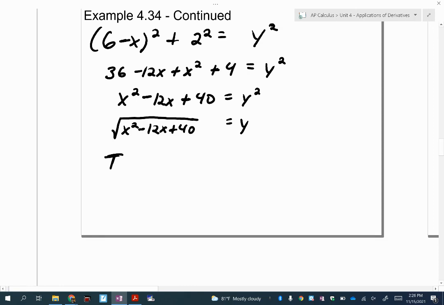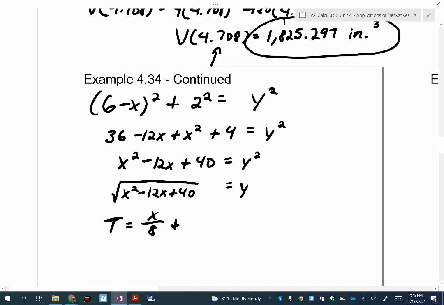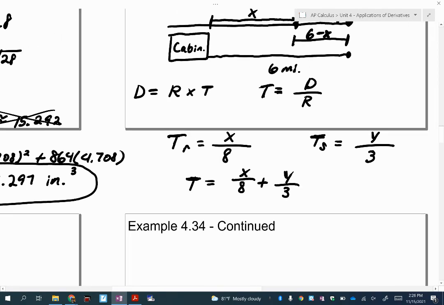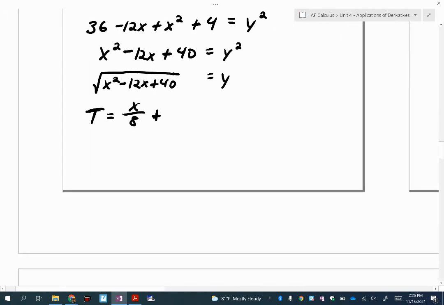So t, my time, is equal to x over 8 plus, but instead of writing my y over 3, I'm going to write all of this, the square root of x squared minus 12x plus 40 over 3. Okay, so this is the function that I'm going to be trying to minimize in terms of my time. Now, before I go into finding the critical points here, you want to think about what values you're going to be using for your x.